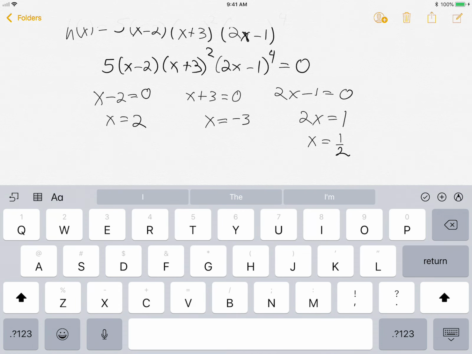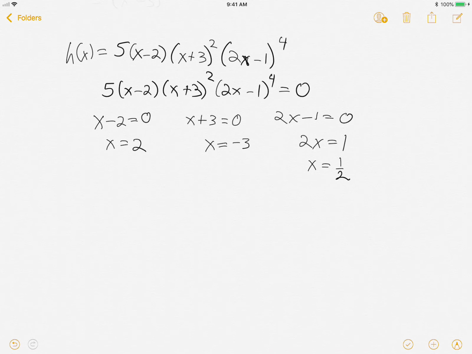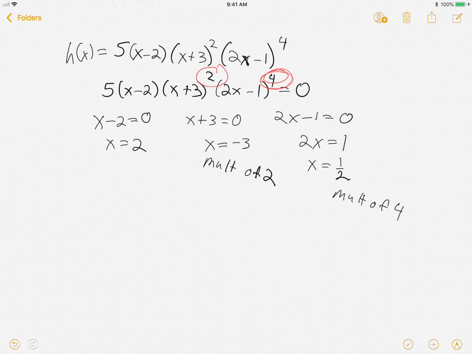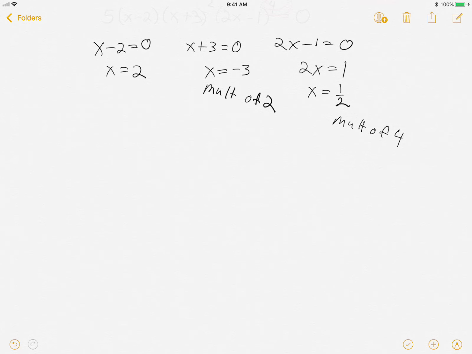Now it's important to note that this guy has a multiplicity of 2, and that comes from here. And this guy has a multiplicity of 4, and that comes from here. Okay, now let's move towards graphing. How do we graph these things?